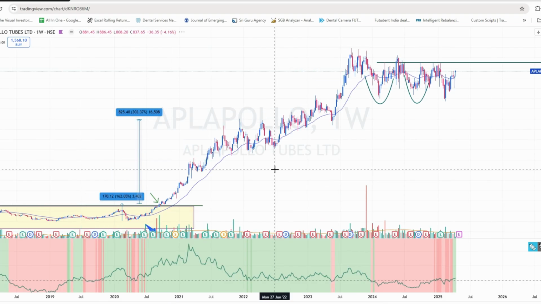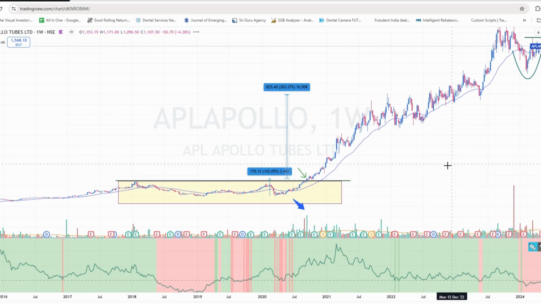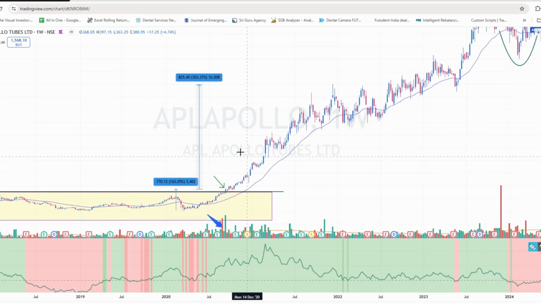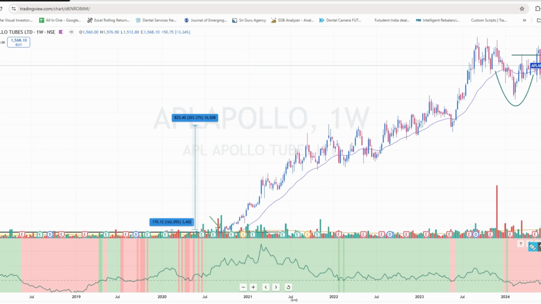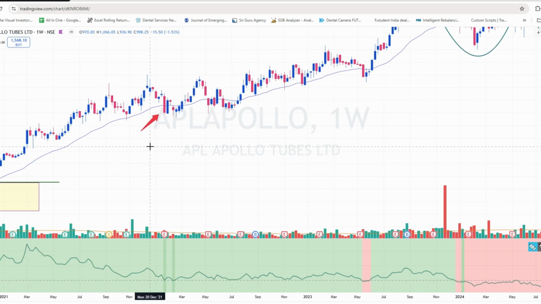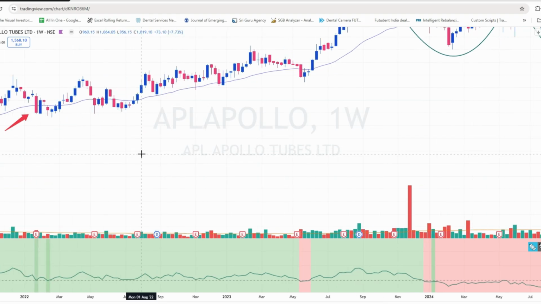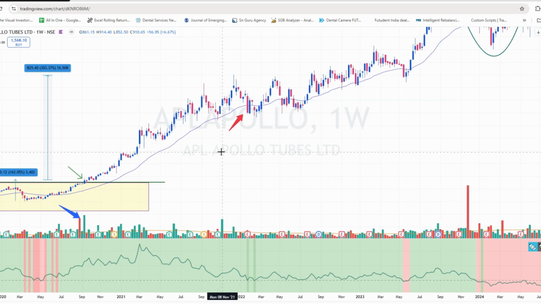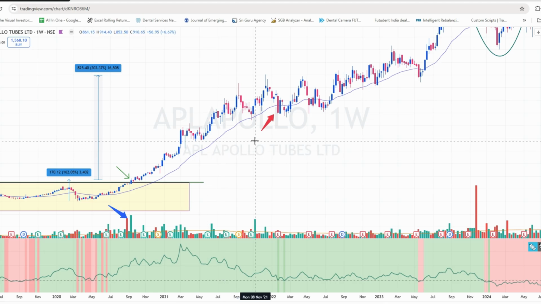This is the second stock, and this stock was a little bit tricky because it closed below the 30-week moving average. Can you see here? This stock closed below the 30-week moving average, and the volume was also higher than the average that week, but it didn't break this previous pivot.